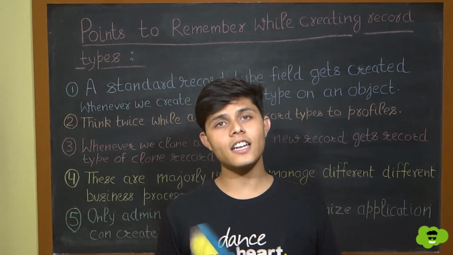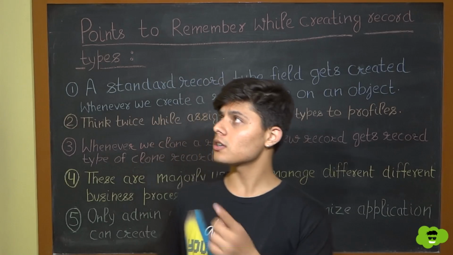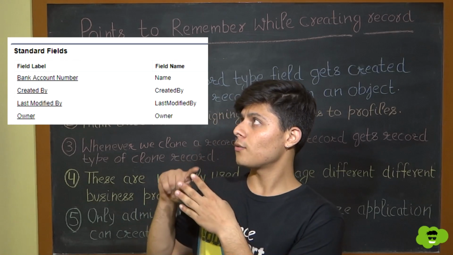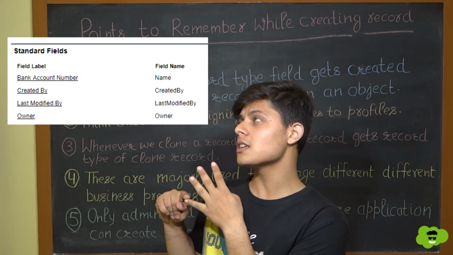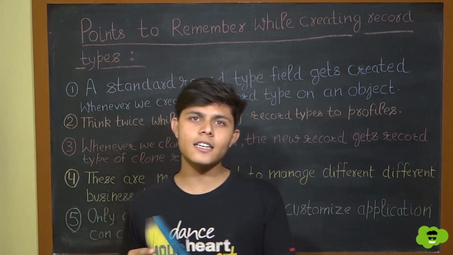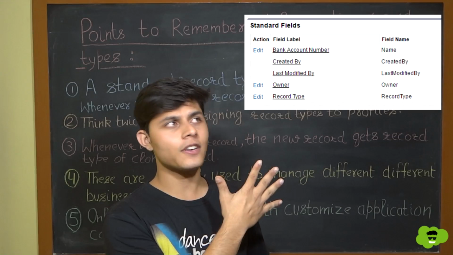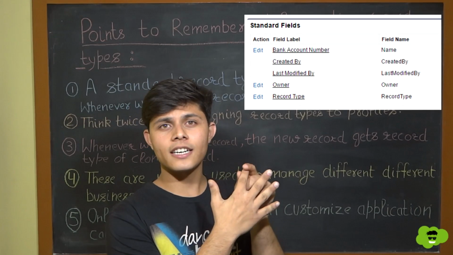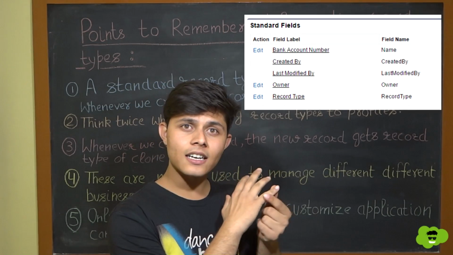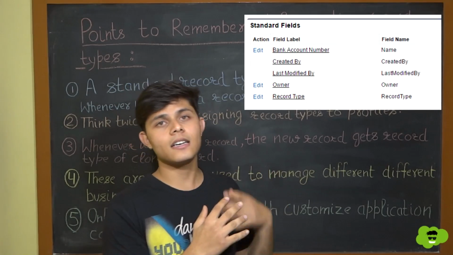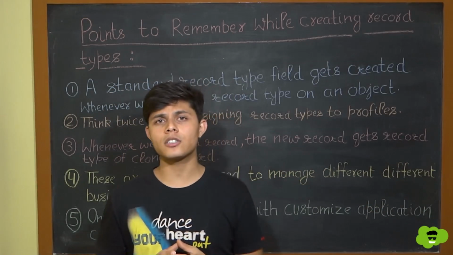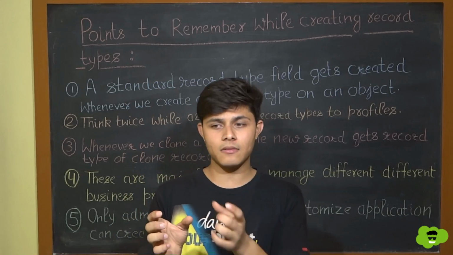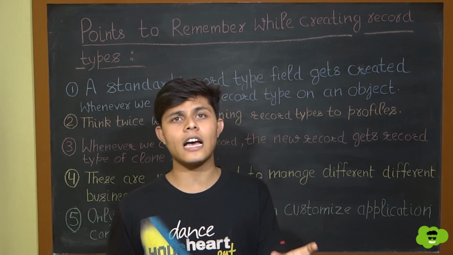Initially, before we created a record type, the standard fields were these four only: one is created by, second last modified by, third owner, and fourth is name. But after creating a record type, we have five fields: owner, created by, last modified by, name, and a record type field. That is an extra standard field which stores the information about which record type this record has been saved with.